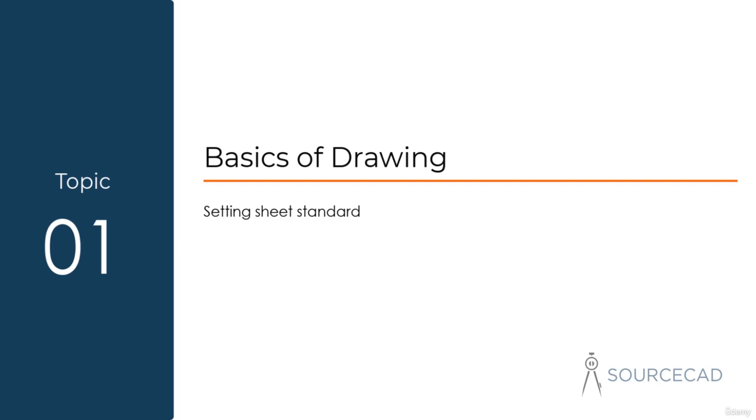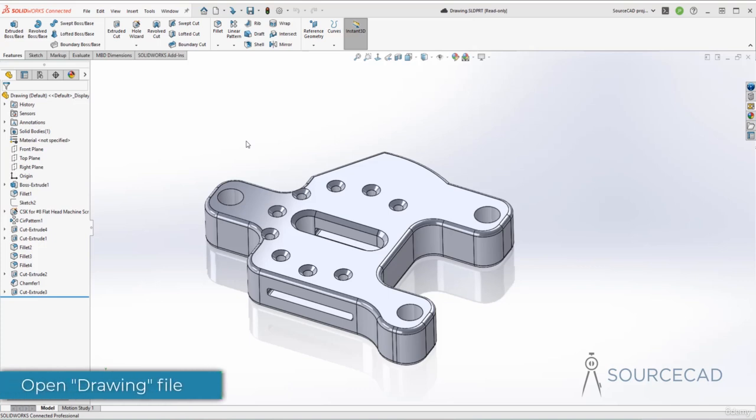Once we have created the part, it's time to manufacture it. And for manufacturing, we need the dimensions, annotations, and other details in our drawing. Now we can add all these details in the drafting environment, which we are going to start next.